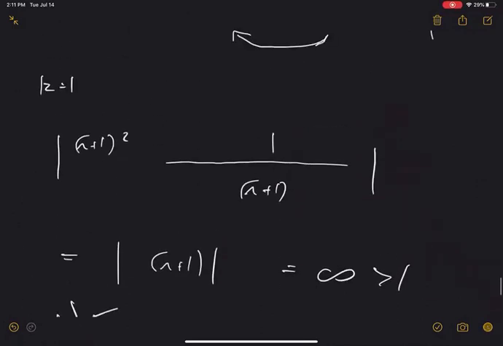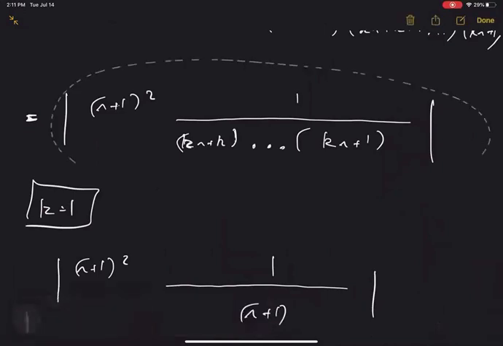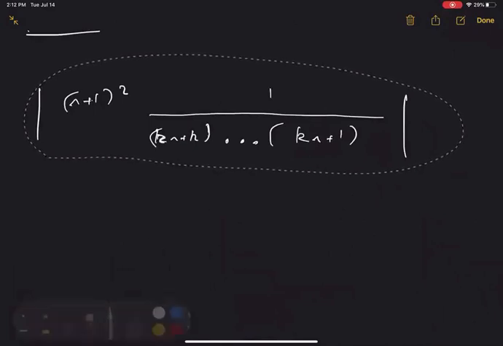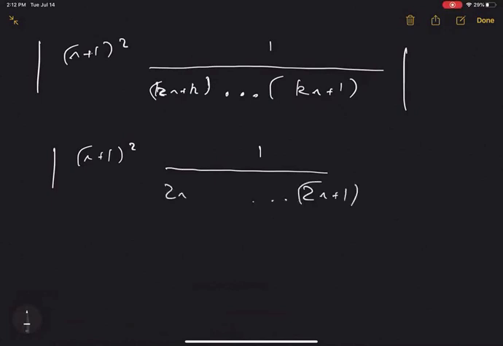Okay, so we did k equals 1. All right, so let's plug k equals 2 into this thing. So I plug in k equals 2. Okay, I still have n plus 1 squared. Then when I plug in k equals 2, my range on the bottom would be from what, 2n plus 1 all the way to 2n plus 2.